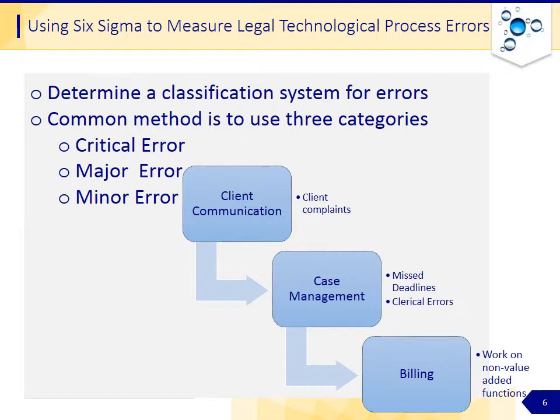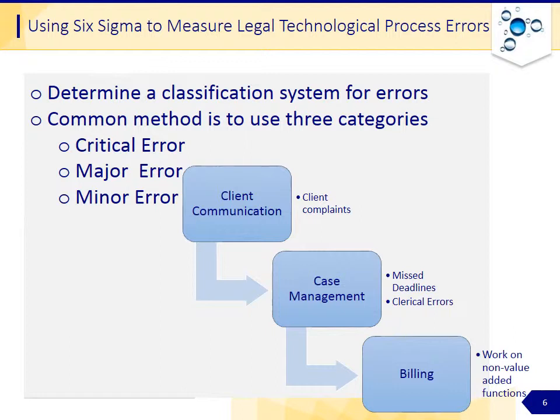Just missing the deadlines, but also, let's say, calculating the deadlines incorrectly. And then billing. Errors in that particular process are working on non-value-added functions, working on clerical tasks that you can't bill for. They have no value added as far as being able to bill clients back for them. But also double billing clients, doing repeat work, or working inefficiently, which results in increased billings to clients.